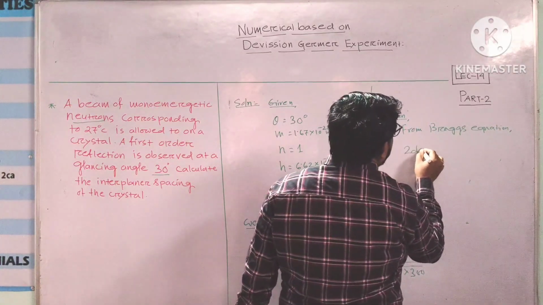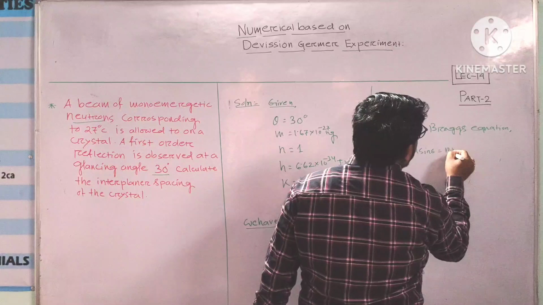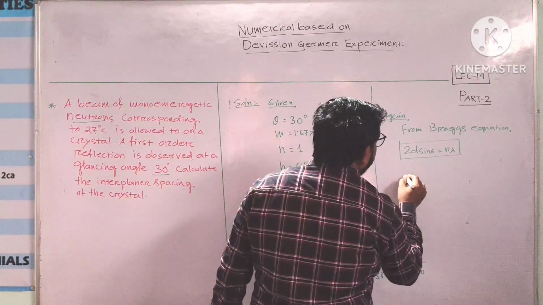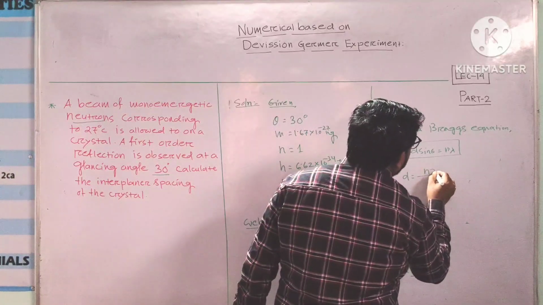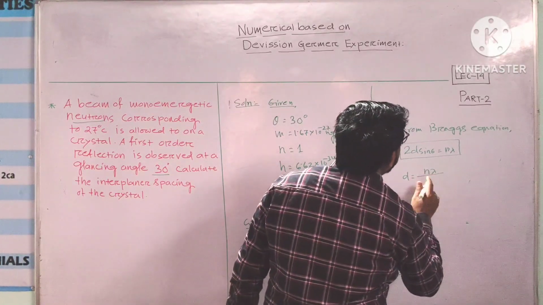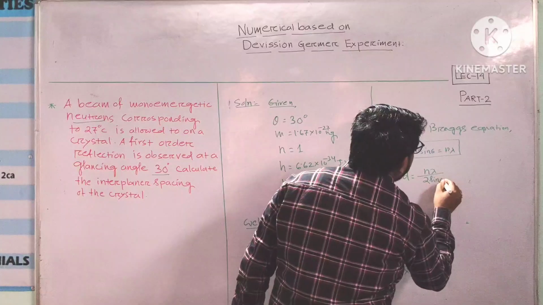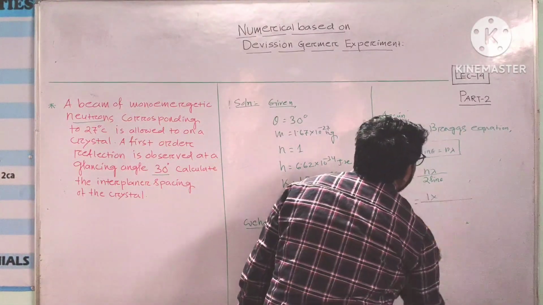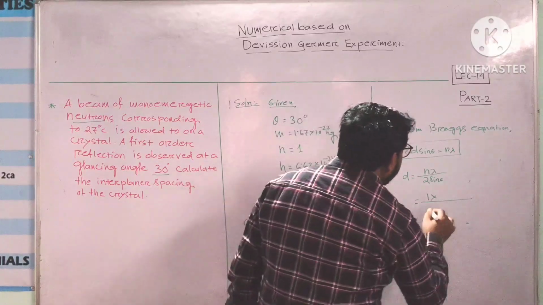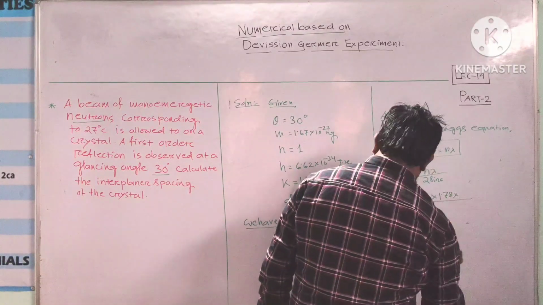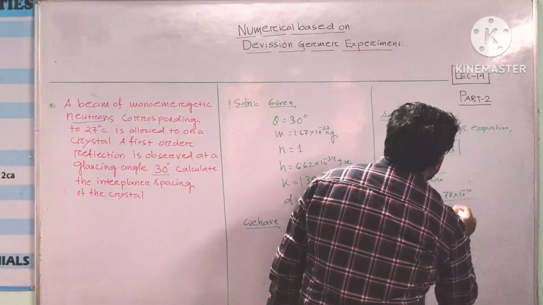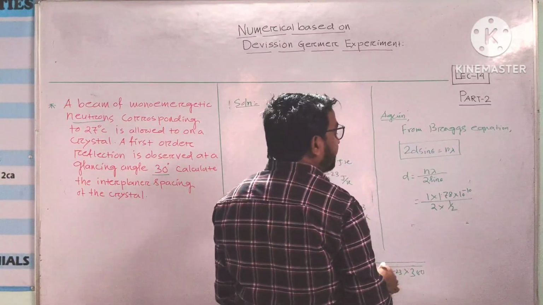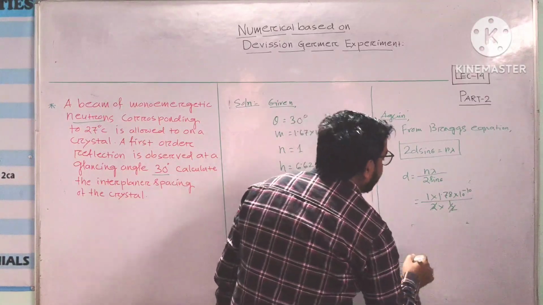2d sin theta equals n lambda. This is called Bragg's equation. We need to find out d, we can write n lambda divided by 2 sin theta. So the value of n equals 1 for first order, and lambda equals 1.78 into 10 to the power minus 10, divided by 2 into sin 30 degree. It means that the value of sin 30 degree equals half. So 2 and 2 cancel to each other.